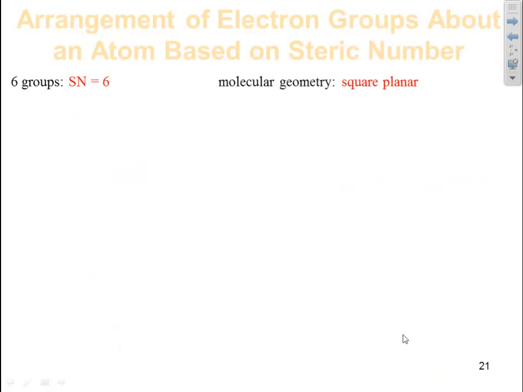Steric number equals 6. We're going to have 2 lone pairs now. What's going to happen is they're going to be at the top and bottom, the axial positions, leaving the 4 atoms in the plane. So it's going to be a square planar. That's what it looks like, a square plane. So you basically got your middle with your atoms, and then your lone pair up and your lone pair down.